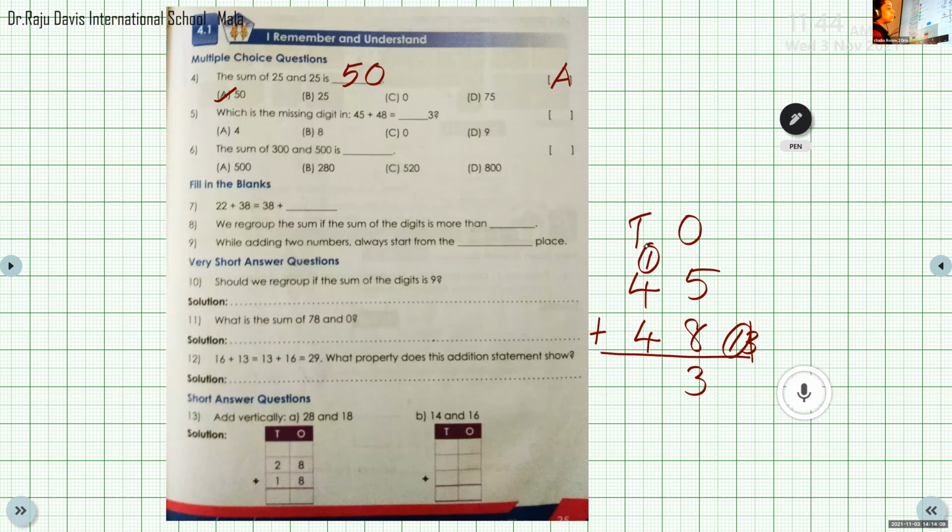1 plus 4 is 5. 5 plus 4 is 9, isn't it? 93 is the answer. So 93, you can see here, the 3 is already there in the question. So we can write here 9. Okay. So the option is D. Option D.